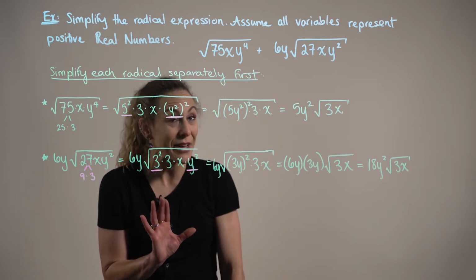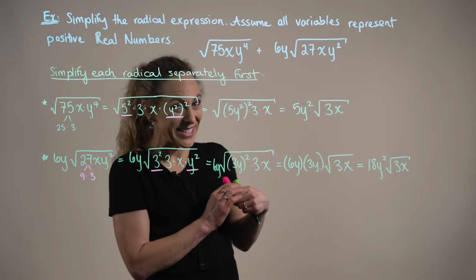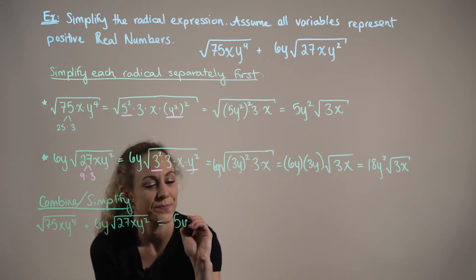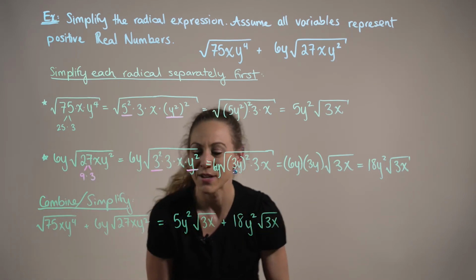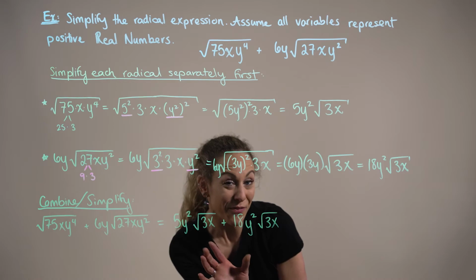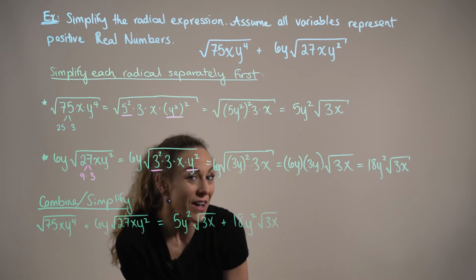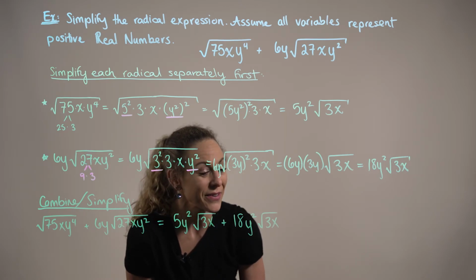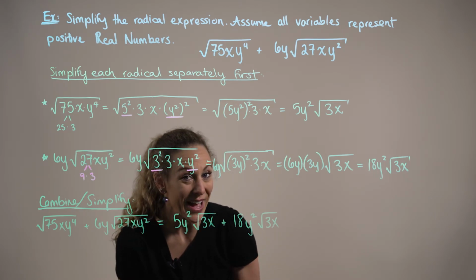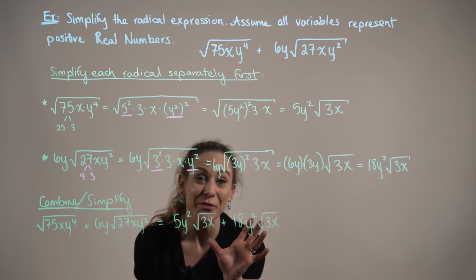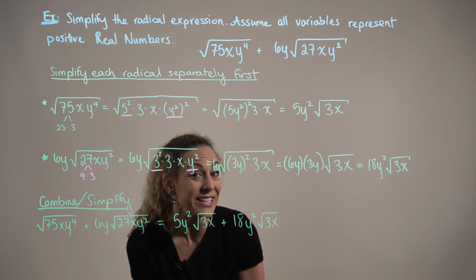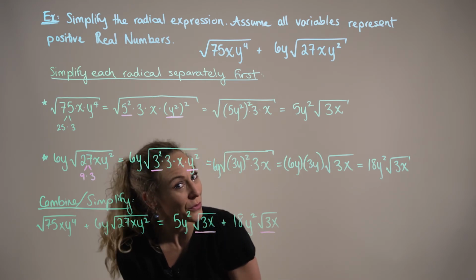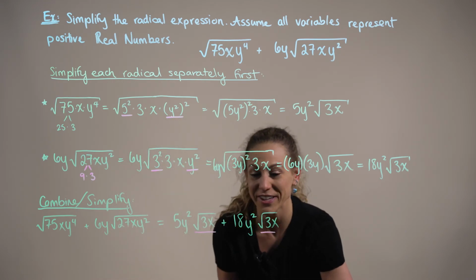So the only thing about separating and simplifying separately like this first is that we don't want to get so excited that we forget we actually need to combine these terms now. So putting our simplified radicals in, we are left with 5y squared times the square root of 3x plus 18y squared times the square root of 3x. And we realize in their simplified form that we do in fact have like terms. So I'm going to factor out the square root of 3x to simplify further.